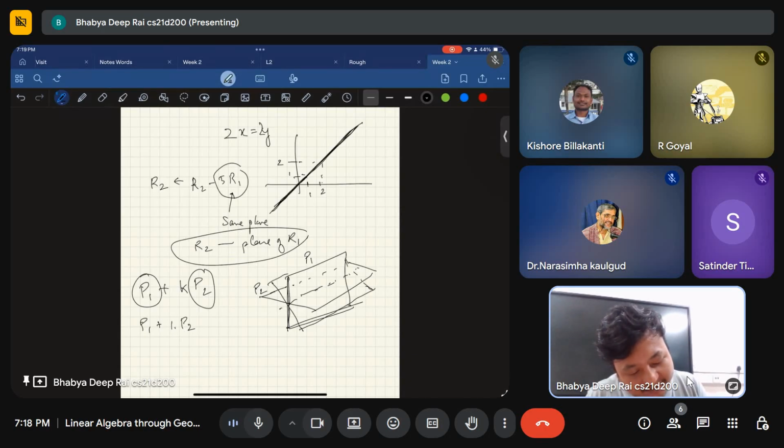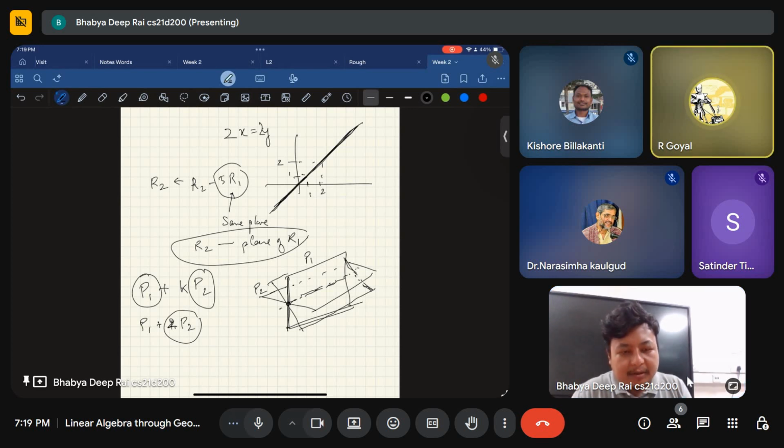It needs to pass through the same point of intersection, which is a line. Yes. You get it, no? Now, it does not matter whether I do plus 2p2 also, because 2p2 anyway represents the same plane.